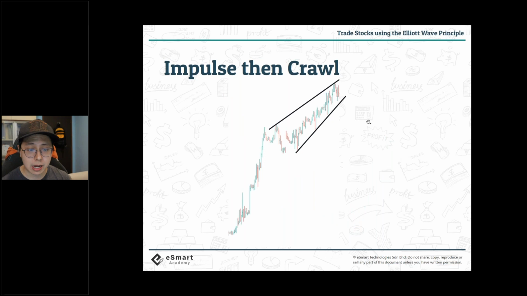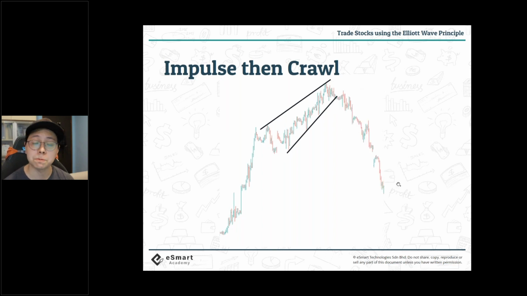This is another example in the opposite direction. This one here you see an impulse push, and then after that a very slow move to the upside. So that's a crawl. There's a high chance this will come back down.